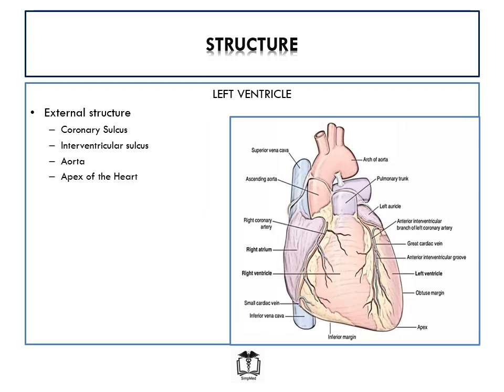So let's finish up with the left ventricle. Let's talk about the external structures of the left ventricle. The left ventricle, just like the right, has its coronary sulcus. It has an interventricular sulcus as well, and it has the aorta and the apex of the heart found there.